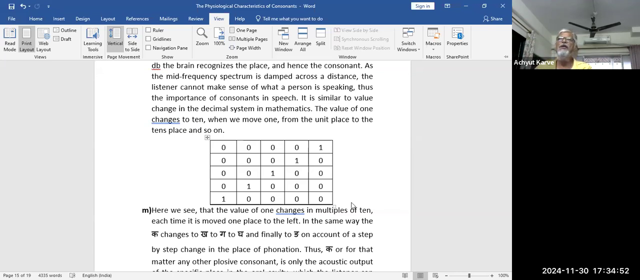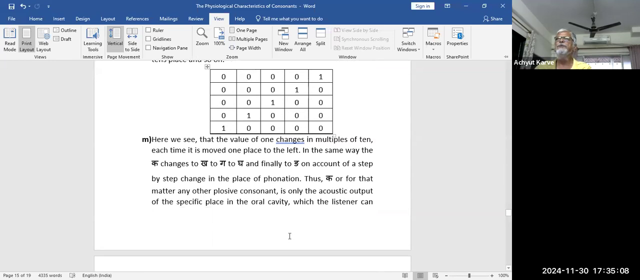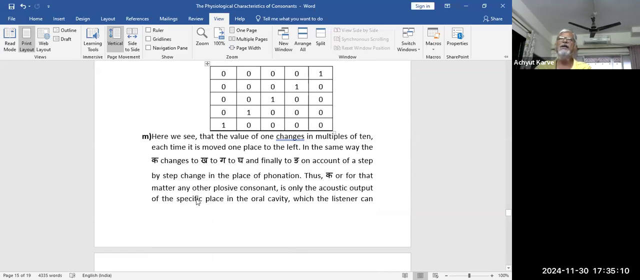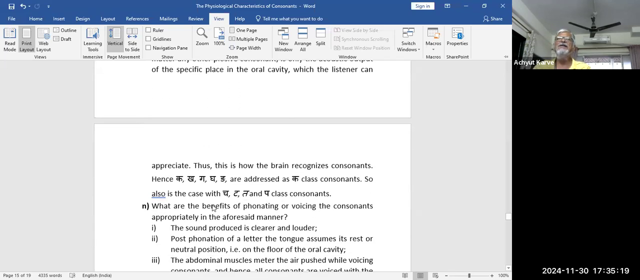Here we see that the value of 1 changes in multiples of 10 each time it is moved one place to the left. In the same way, ka changes to kha to ga to gha, and finally to nga on account of a step-by-step change in the place of phonation. Thus, ka, or for that matter any other plosive consonant, is only the acoustic output of the specific place in the oral cavity, which the listener can appreciate. Thus, this is how the brain recognizes consonants.